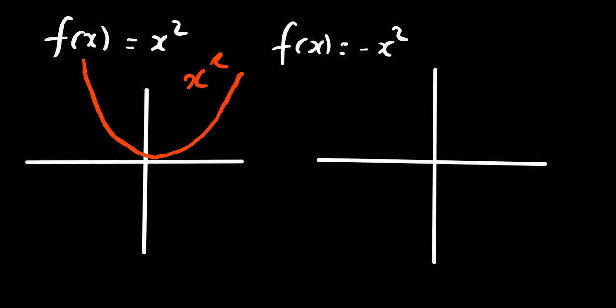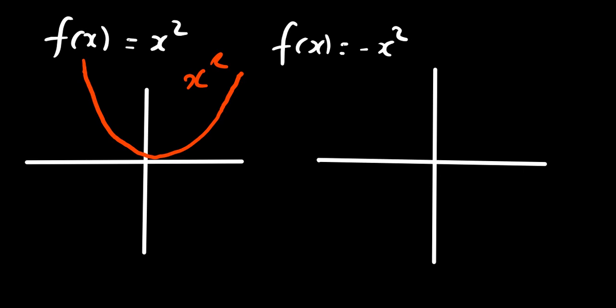So f of 0 in this case will just be equal to 0 plus 2, that is just 2 squared, that is 4. So it's cutting the y-axis at 4. That point is (0, 4). So that's how we find that one.